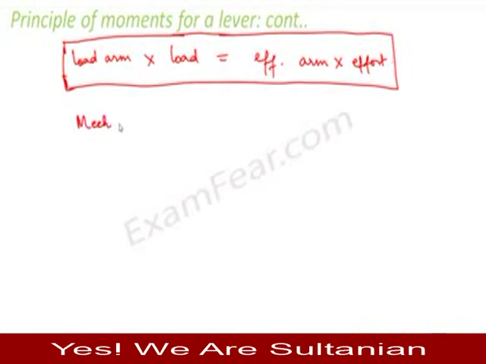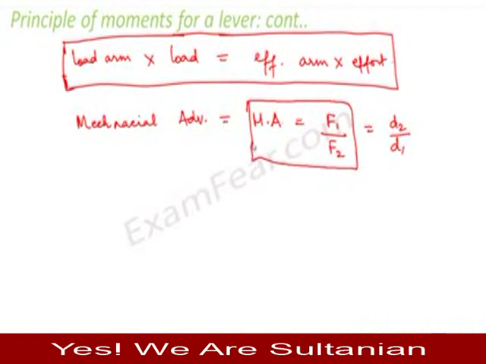So we often define another term known as mechanical advantage, which is abbreviated as MA. This mechanical advantage is the ratio of load to effort, that is F1 by F2, which is also equal to D2 by D1. So this is how we define the mechanical advantage of a lever. The mechanical advantage of a lever is the ratio of the load to the effort.